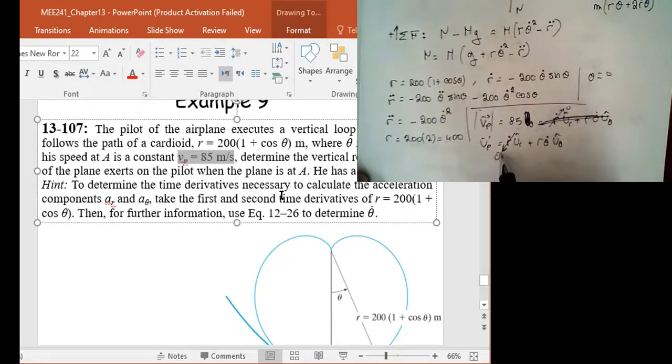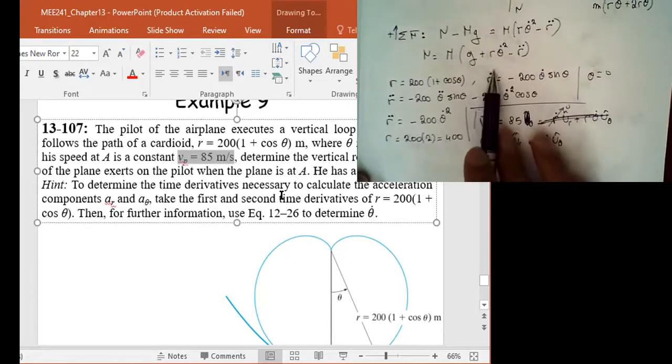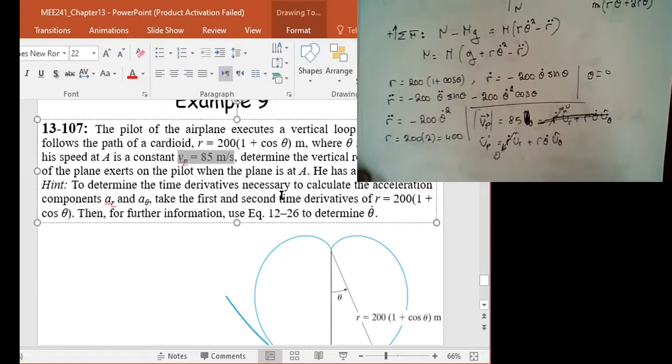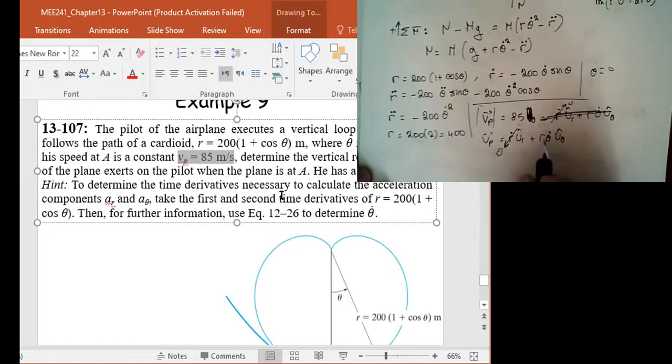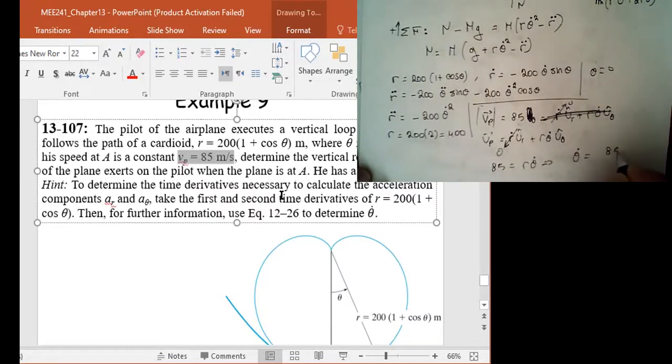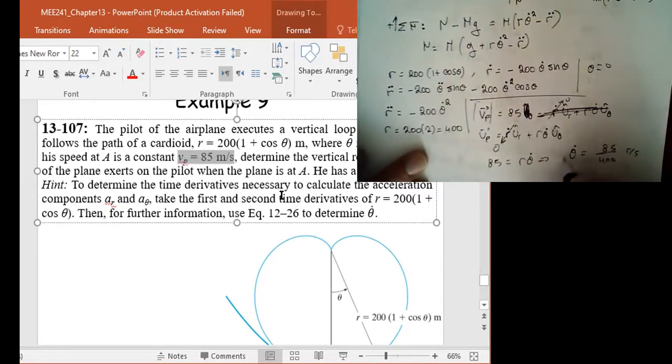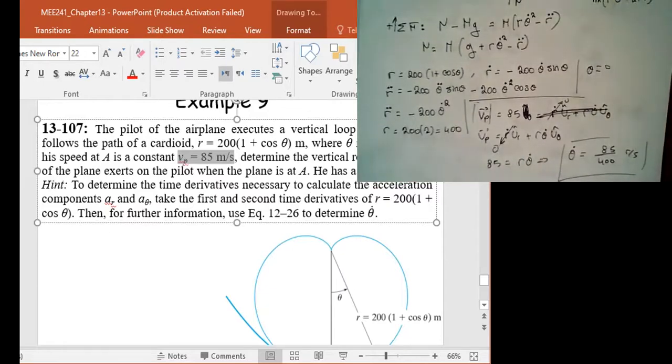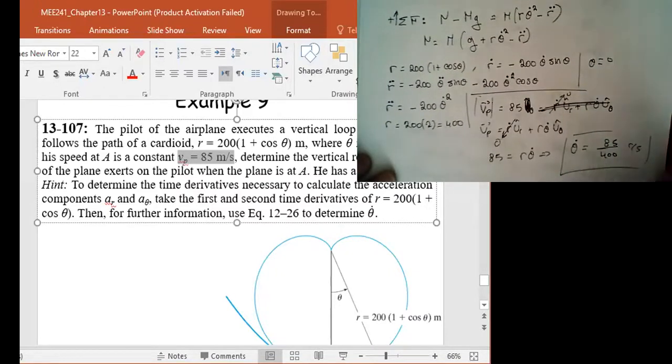We can basically prove it. We can prove r prime is 0 because if you are following this curve, when the angle is 0, the radius could not be increasing because of this sine theta that we have here, and sine 0 is 0. So basically we know VP for sure is equal to r theta prime. So now we know 85 is equal to r theta prime, so theta prime is equal to 85 over the radius, which is 400. This is in radians per second.